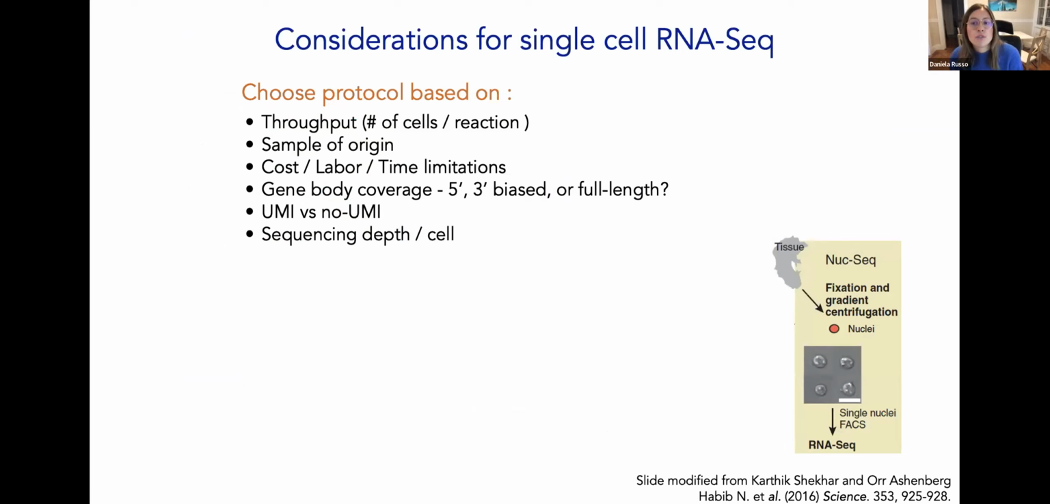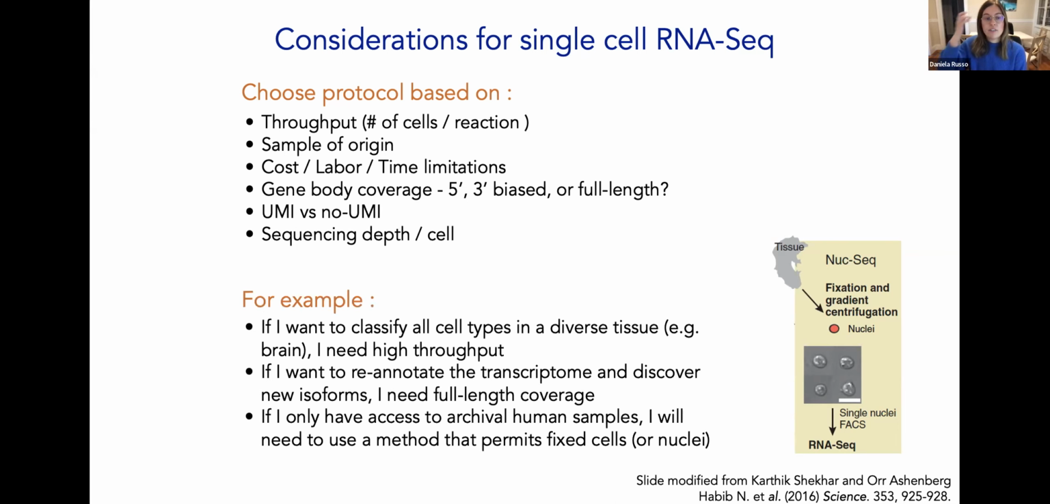And so some considerations for single-cell RNA sequencing start with choosing the right protocol. As I mentioned, we want to think about our throughput, which is the number of cells that we want to process overall. Is it hundreds? Is it thousands? Is it tens of thousands? We also want to think about the sample of origin. If it's frozen or fresh will depend on the success of certain methods. Cost and labor and time limitations should also be considered, as well as gene body coverage. So do we want more of a 5' bias, a 3' bias, or are we most interested in full-length transcripts? Then we want to think if the addition of a unique molecular identifier is going to be helpful, and to what degree that will be helpful, as well as the sequencing depth of a cell specifically.